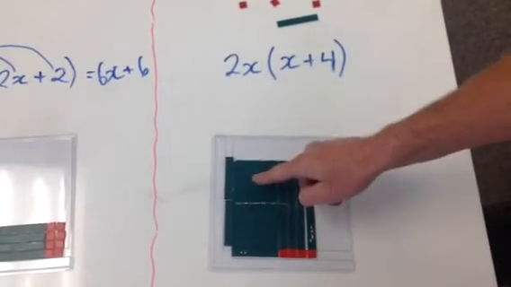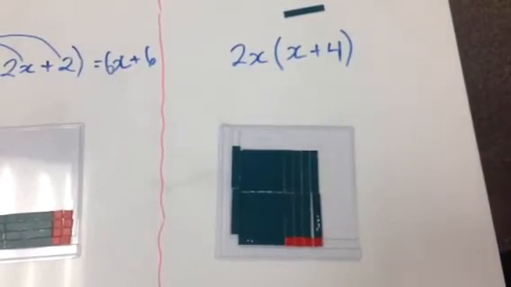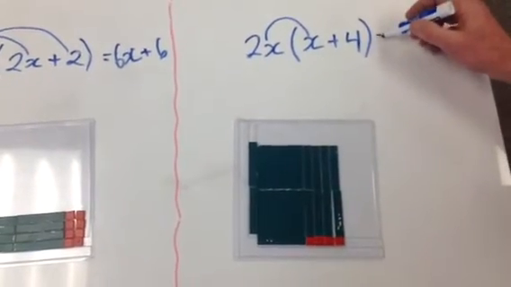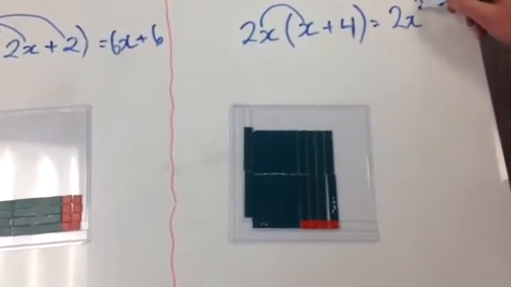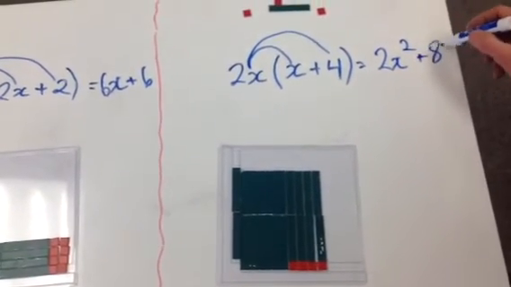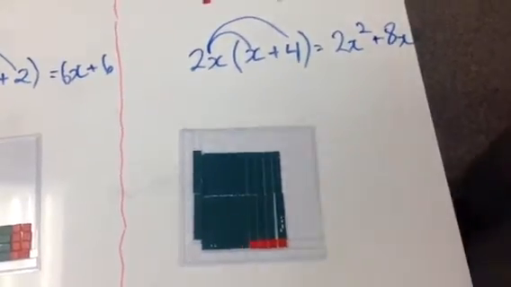We have 2x squareds and 8 x's. And again, we can confirm that by going 2x times x is 2x squared, and 2x times positive 4 is positive 8 x's. Okay, Wilson, that looks pretty logical. So let's go back up to the board now.